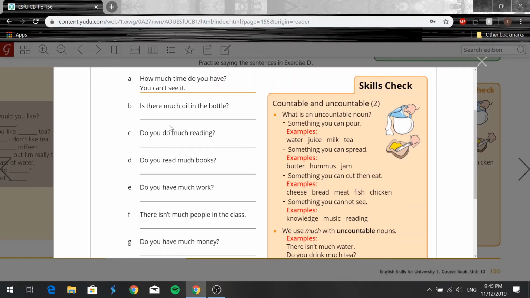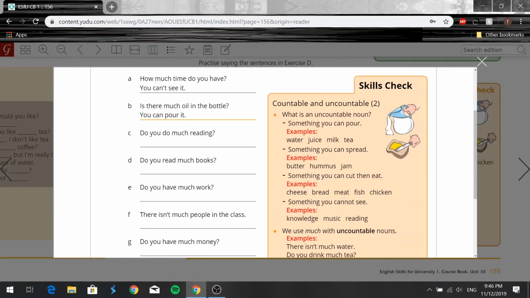Is there much oil in the bottle? Again, is it right or wrong? It's right. But why did I say much instead of many? Well, because you can pour it, just like water, just like coffee. You can pour it. Okay? Do you much reading?